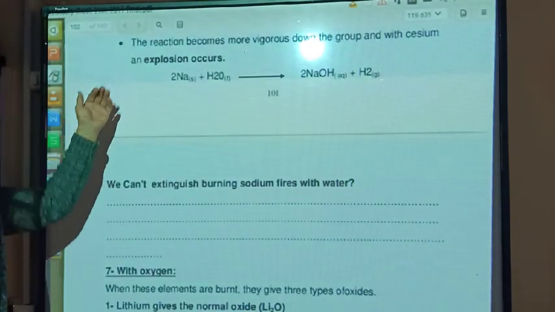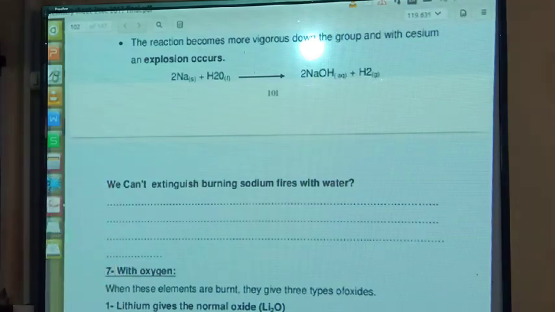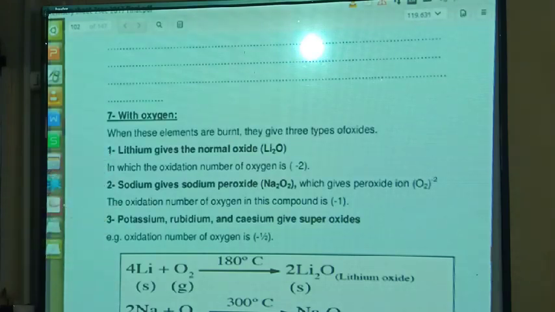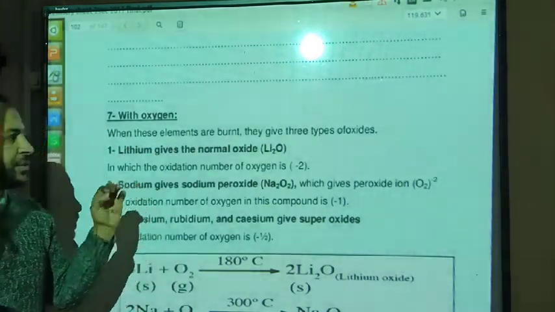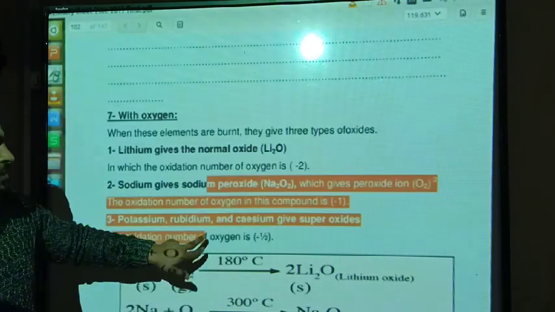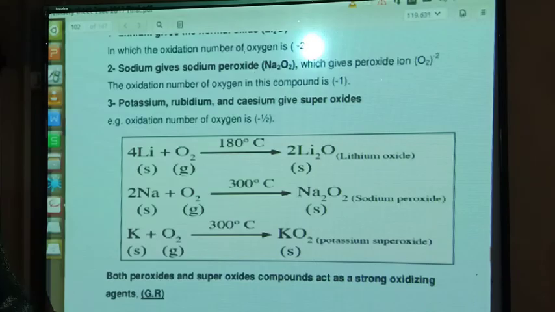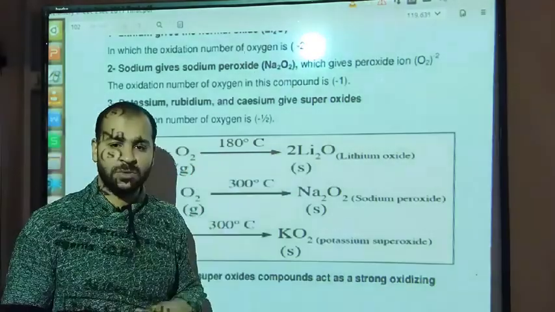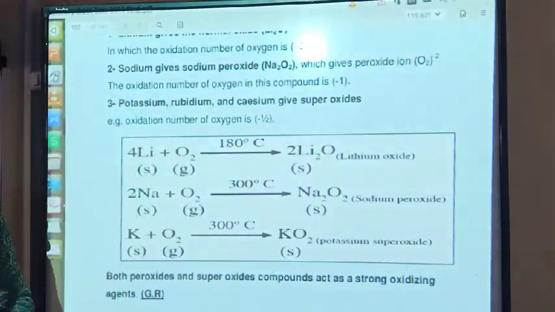And as we go down, potassium, rubidium, cesium, the reaction increases in vigor, so the reaction is very dangerous. Now let's speak about the reaction with oxygen. When these elements are burned, they give three types of oxides. The normal oxide, in which the oxidation number of oxygen is -2. Lithium plus oxygen gives lithium oxide. The oxidation number of oxygen here is -2, so this is the normal oxide.